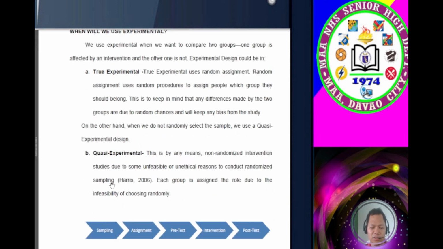Let's have this quasi-experimental. This means non-randomized intervention studies, due to some unfeasible or ethical reasons to conduct randomized sampling.